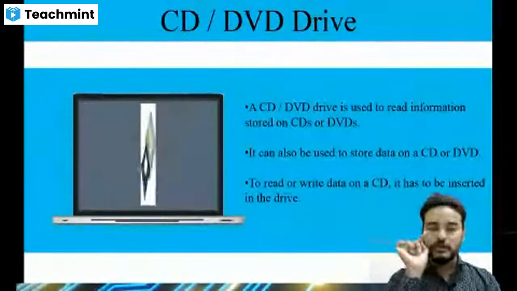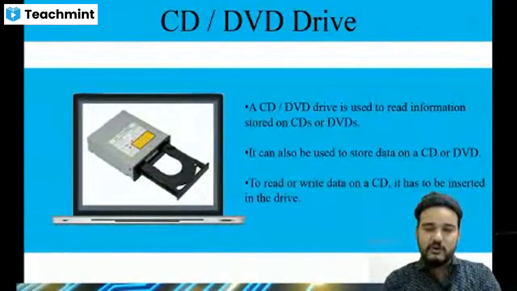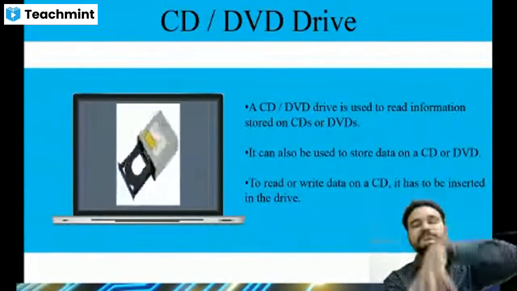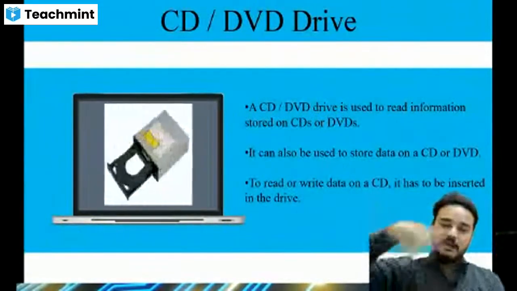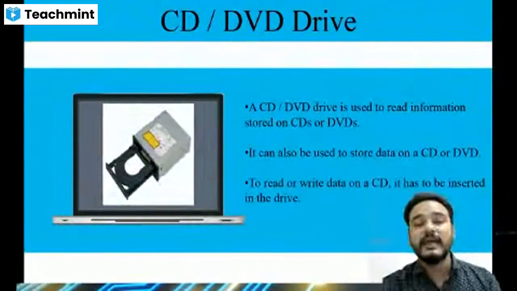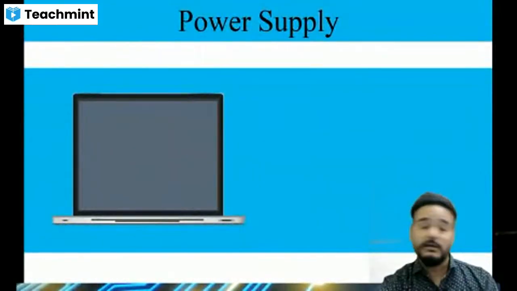It has one small button. If we press it, it will give you one drawer. You have to insert the CD or DVD in it, and then it will take it in and rotate that CD or DVD, and then the content of that CD or DVD will be read by your CPU.